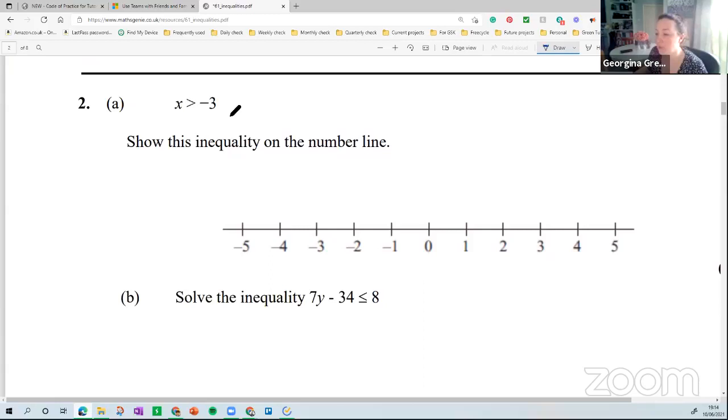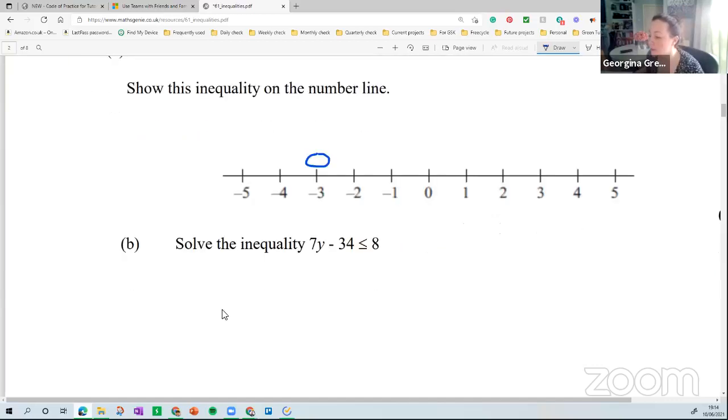Okay, so x is more than -3 is what that one is saying. Show this inequality on the number line. So this is a more than and not a more than or equal to. So it'll be a circle that's not filled in, and we put it on this value, so -3, which means that we just put a circle there on the stalk. Okay. And then we solve the inequality.